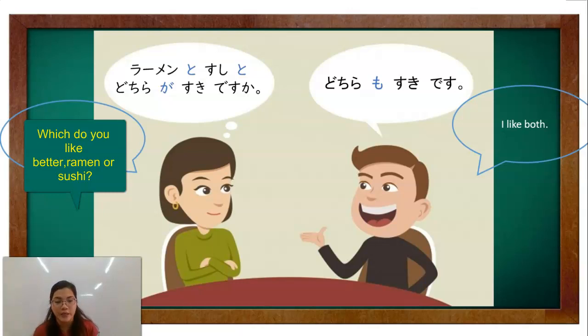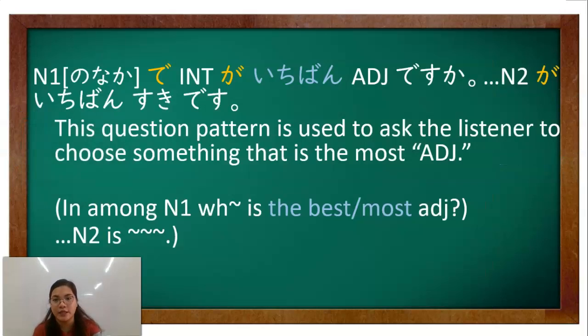So you already know how to make a sentence when comparing two things or asking about two things. Now let's go to superlative. Okay? So, pinaka. When you say that in Japanese, this is the sentence pattern. Noun 1 no naka de, interrogative ga, ichiban adjective desu ka? And you are going to say, noun 2 ga ichiban suki desu. This question pattern is used to ask the listener to choose something that is the most. Okay? Yung pinaka adjective. Who is the prettiest, just like that.